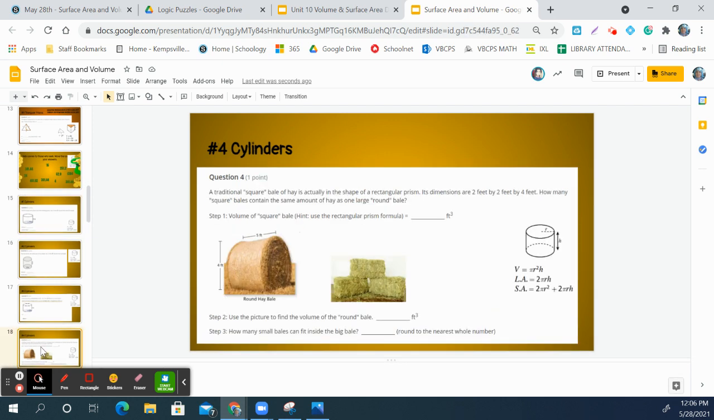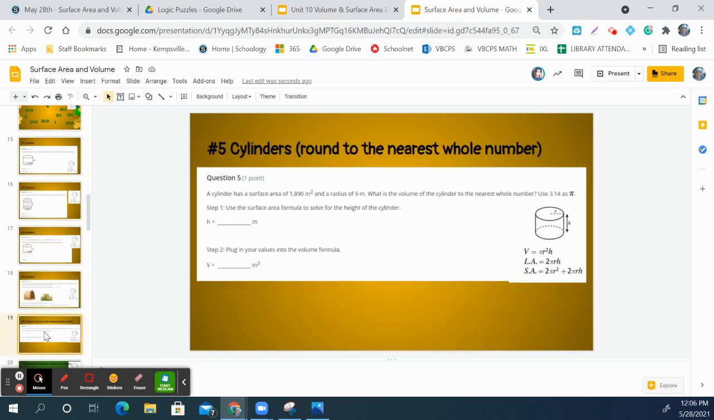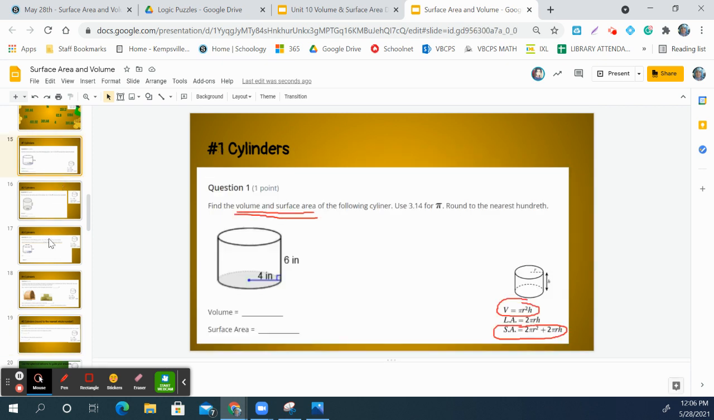Question number 4 kicks it up a notch a little bit. And then question number 5 is a little bit tricky too. So let me know when you get to those and I'm happy to help. But 1, 2, and 3 are pretty straightforward.